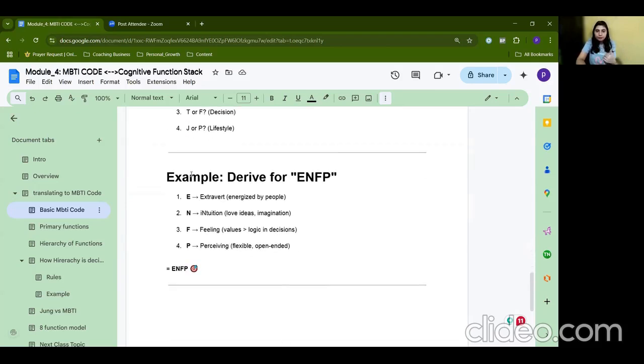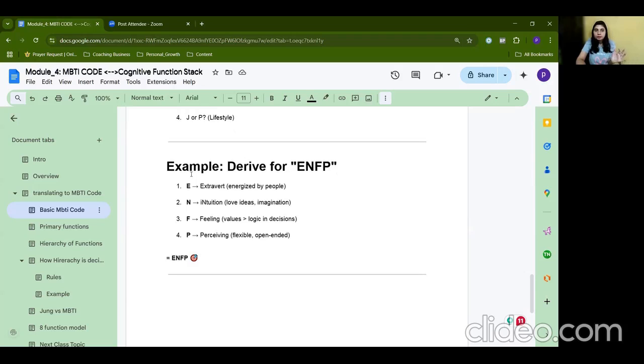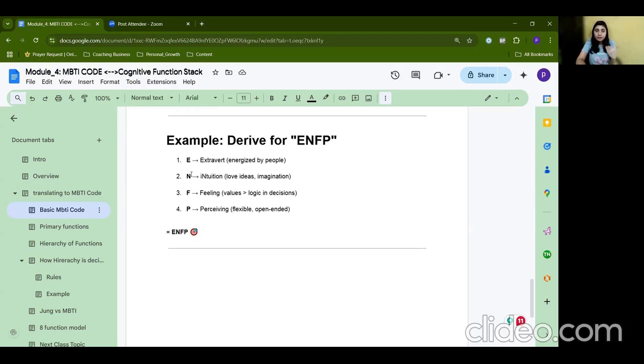All right. So for an example, if we derive ENFP, E stands for extrovert. They're energized by people. N stands for intuition. They love generating a lot of ideas, and they tend to be very imaginative people. They make decisions via their feelings. They prioritize emotional harmony over logic in decisions. And they have a preference for perceiving, so they tend to be very flexible and open-minded, as opposed to being very structured and organized. All right, so that's your ENFP personality type. Now, that's the basics of how to derive the four-letter code or the basic MBTI code.